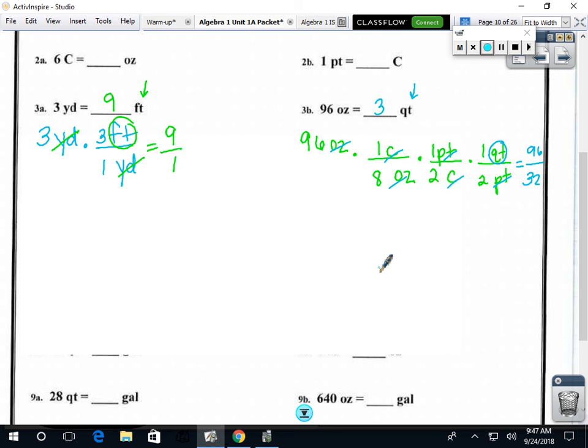So if 96 ounces is equal to 3 quarts, how many ounces are in 1 quart? How could you figure that out? If 96 ounces are in 3 quarts, how many ounces are just in 1 quart? 32, a third of 96. All right, number 4, A and B.